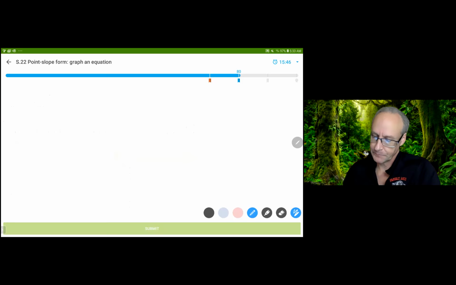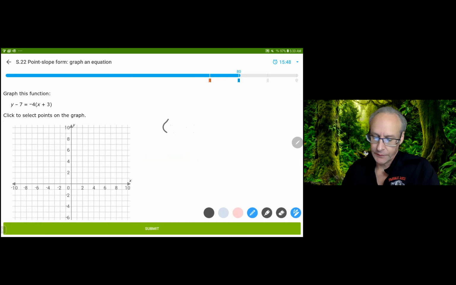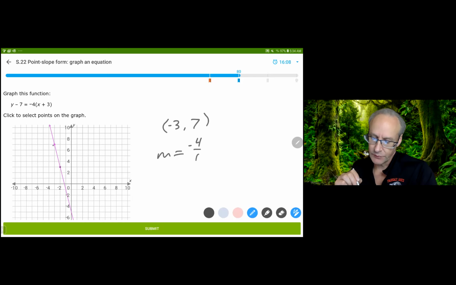All right, we're going to go through -3. We need a -3 to make it 0, and we need a 7 to 0 it out. And our slope is -4 over 1. I'm going to go to -3, 7, which is right there, I think. Yeah. And I'm going to go down 4, which is going to put me at 3 and over 1. And that's going to put me right there, down 4 over 1. Just want to make sure I'm not making a silly error again.